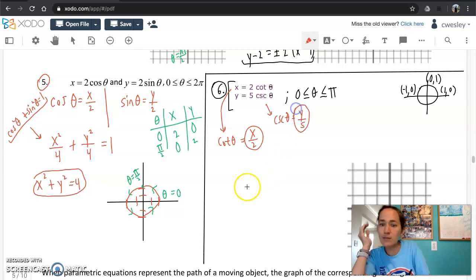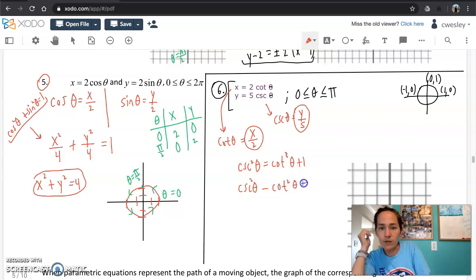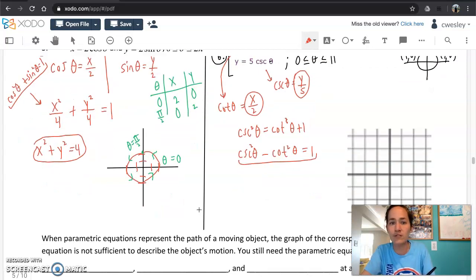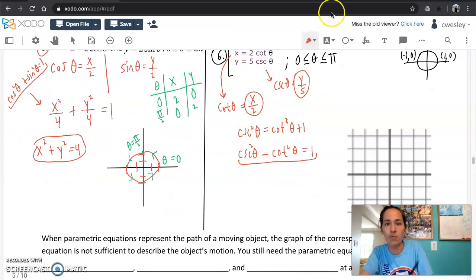And I got to think back to my Pythagorean identities, right? We know that cosecant squared equals cotangent squared plus 1, meaning that if you move the trig functions to the same side, you would get this version of the identity. Cosecant squared minus cotangent squared equals 1, and that's what we'll plug into to get some standard form for this conic, whatever it may be.